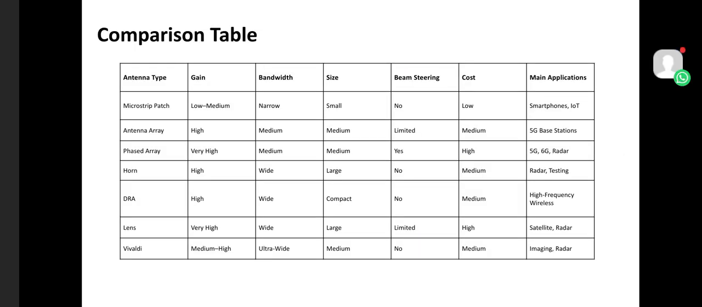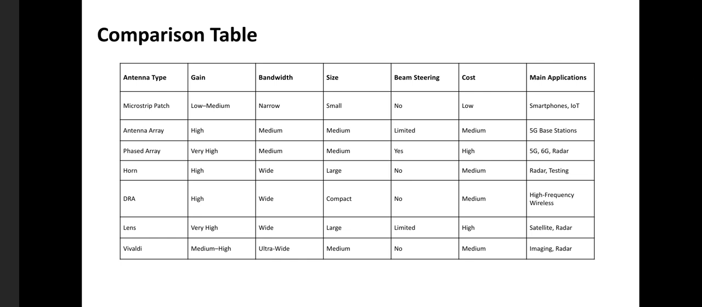This is the comparison table, and these are the antenna types: gain, bandwidth, size, beam steering, cost, and main applications. Microstrip patch antennas usually have low to medium gain, and they have narrow bandwidth. They are very small in size. There is no requirement for beam steering, since these will radiate in a particular direction, and the cost is usually very low. These can be used for smartphones and IoT.